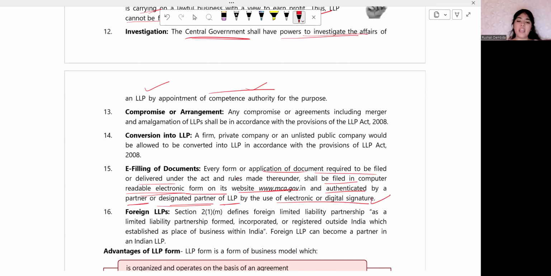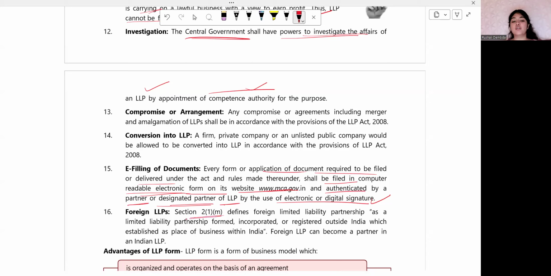So as I told you, there are digital signatures available. Companies and LLPs need the digital signature. They will generate a token number. They will have a password and an ID for that. That will be their digital signature. They have to file all their documents like the profit and loss statement, bank balances, bank statements, or any balance sheet statements. All of this is to be filed on the MCA website.